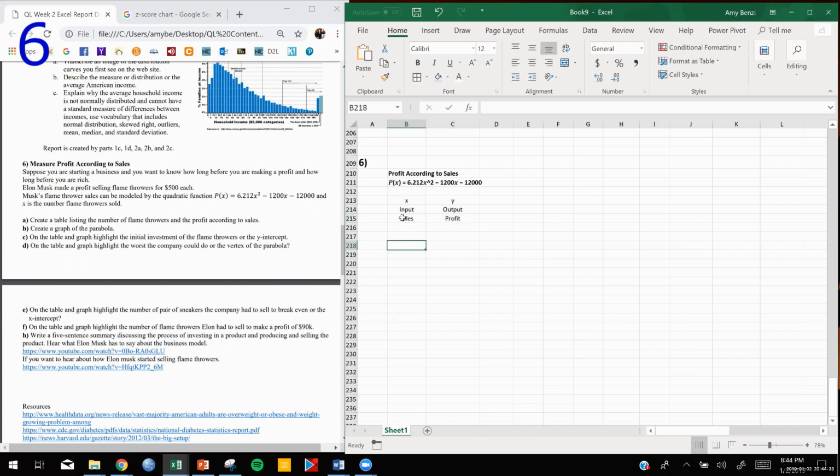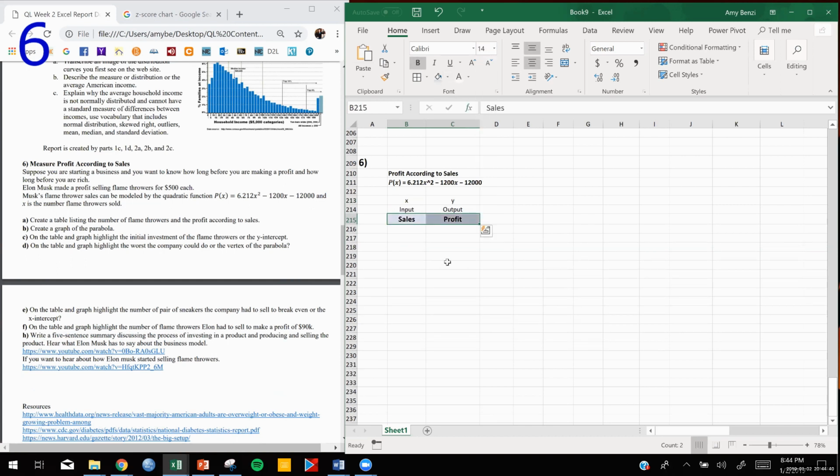I'm going to make my sales and my profit. That's what I really want to see, the sales and profit. I'm just going to make that a little bigger and color it blue. Putting X and Y and input output is just to show you what those things mean. Now, what is the absolute least minimum number of flamethrowers Elon will sell? Well, 0. He's not going to sell any negative numbers of flamethrowers. Although if we put negative values in here, our graph would be more interesting. But we're not looking at interesting shapes of graphs right now. We're actually looking at profits according to sales.